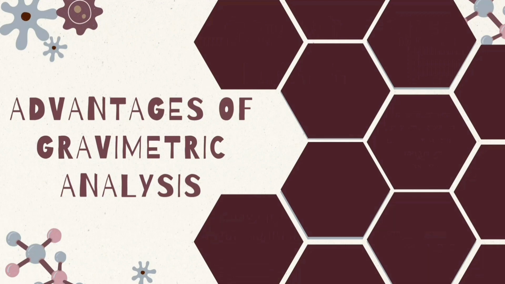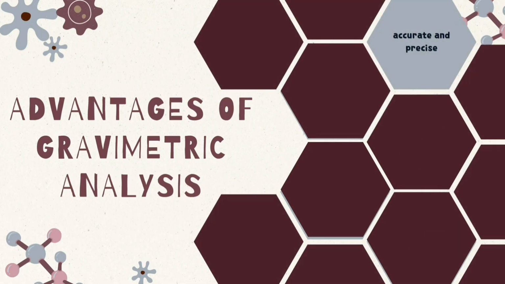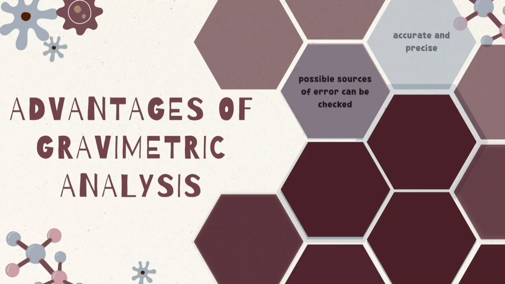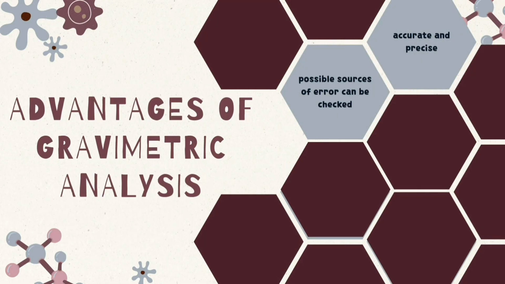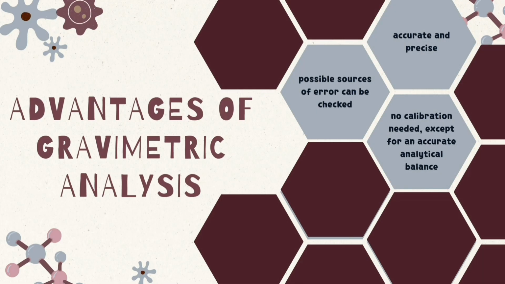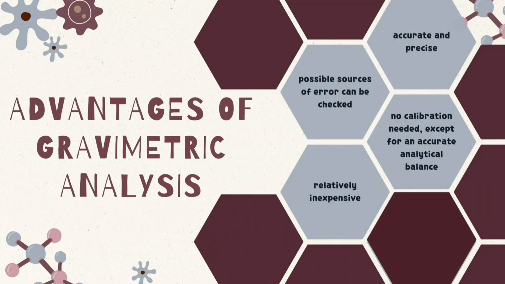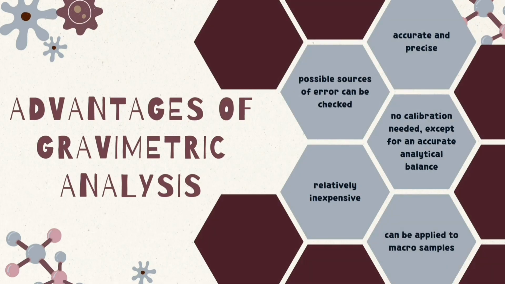Next, the advantages of gravimetric analysis. There are many reasons why gravimetric analysis is still relevant today. First, it is highly accurate and precise because it is based on direct mass measurement. Second, possible errors during the procedure can usually be identified and corrected too. Next, there's no need for instrument calibration aside from using an accurate balance. After that, it is relatively inexpensive as it doesn't require high technology instruments. Lastly, it can be applied to macro samples, which means it is useful for analyzing larger quantities.